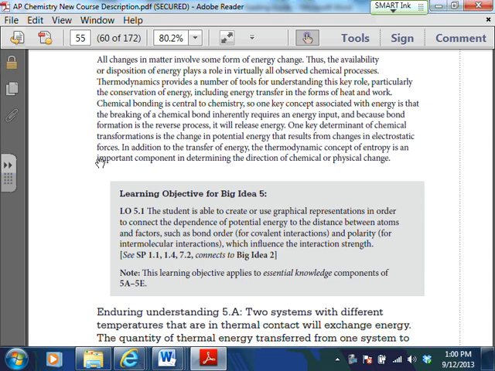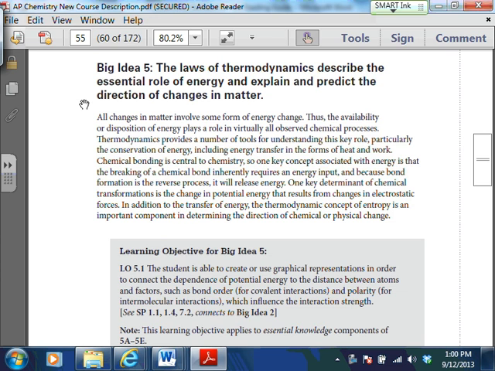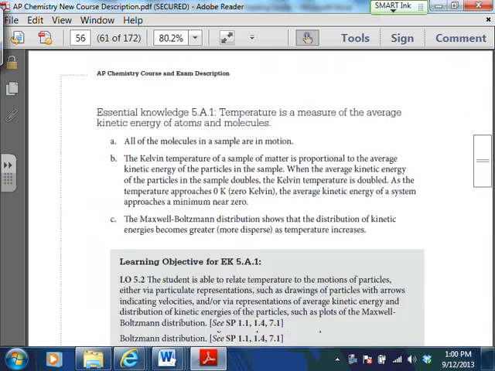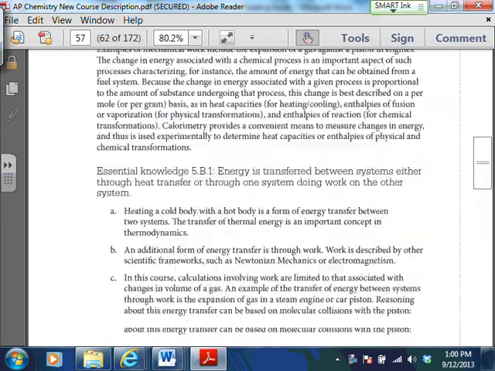All right, so big idea 5 is talking about energy, the energy that accompanies these chemical changes that will happen, and sometimes physical changes that will happen, okay? So then we go down to 5D.